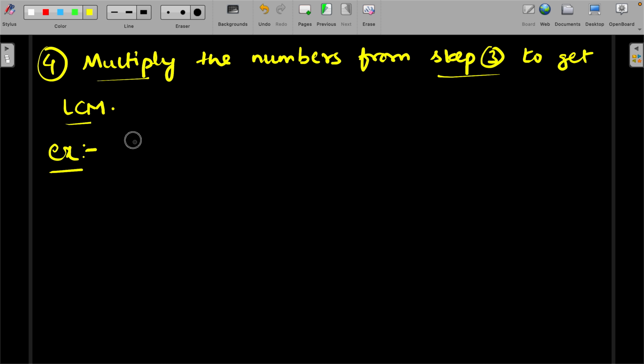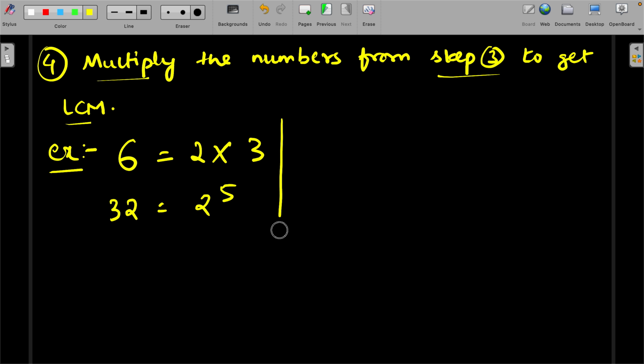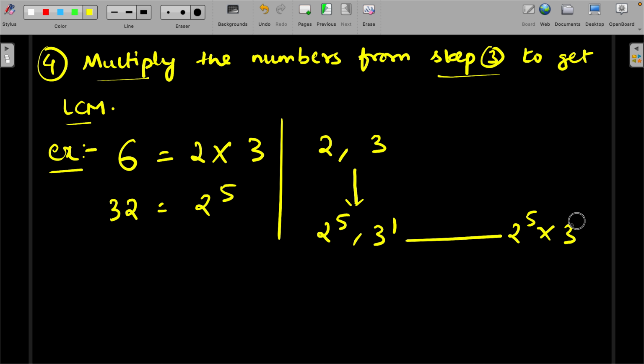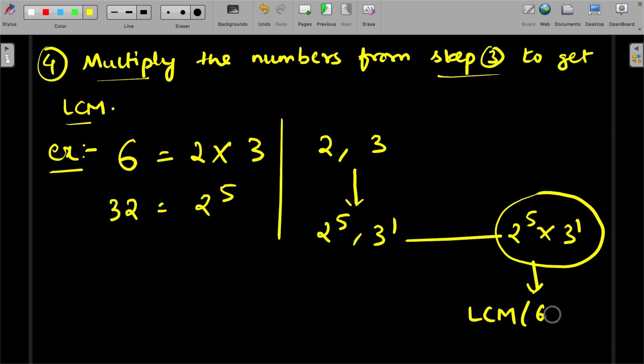For example, 6. 6 is 2 into 3, 32 is 2 power 5. List them out: 2, 3. Then next raise to the highest power: 2 power 5, 3 power 1. Next multiply them to get the LCM. So this is the LCM of 6 and 32.